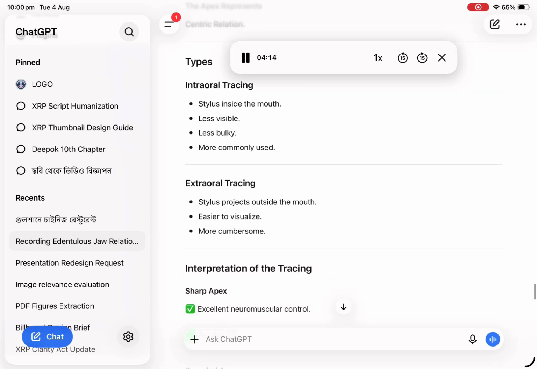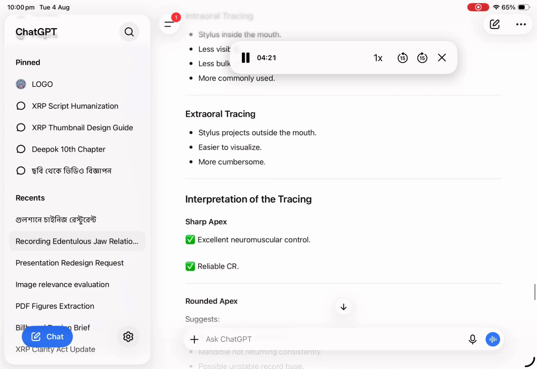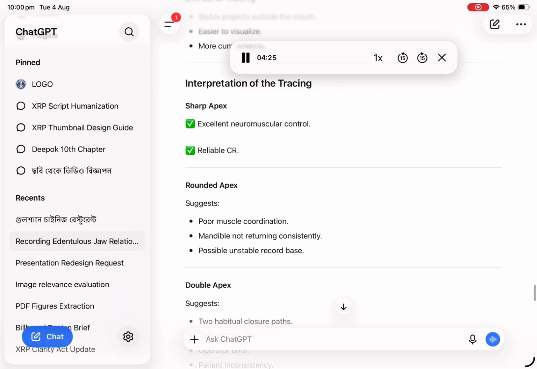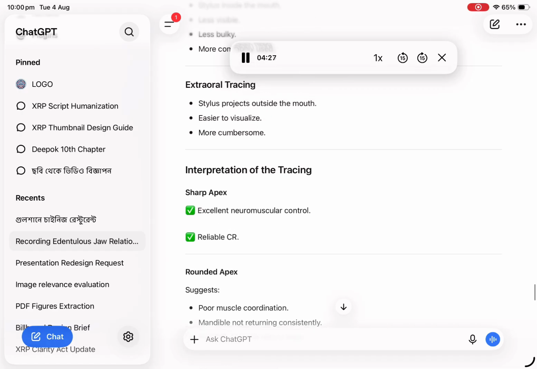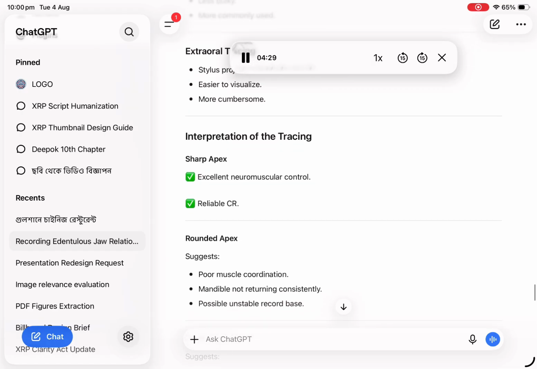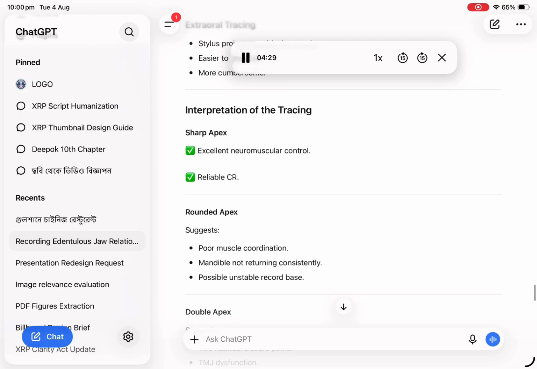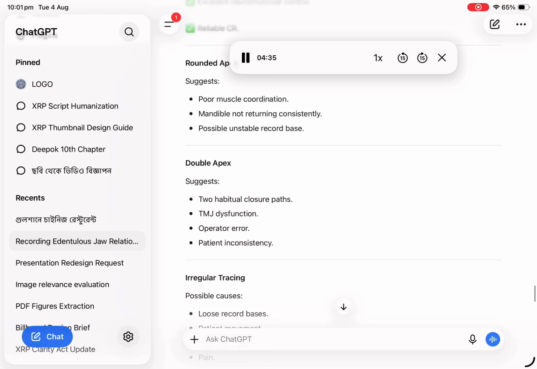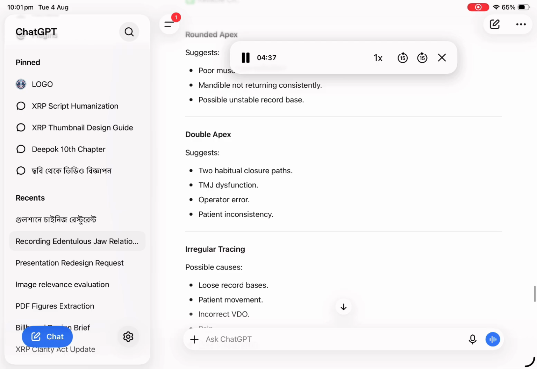Interpretation of the tracing: sharp apex, excellent neuromuscular control, reliable CR. Rounded apex suggests poor muscle coordination, mandible not returning consistently, possible unstable record base. Double apex suggests two habitual closure paths, TMJ dysfunction, operator error, patient inconsistency. Irregular tracing possible causes: loose record bases, patient movement, incorrect VDO, pain, poor cooperation.